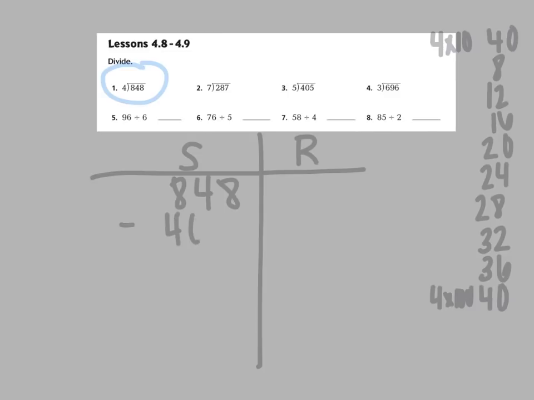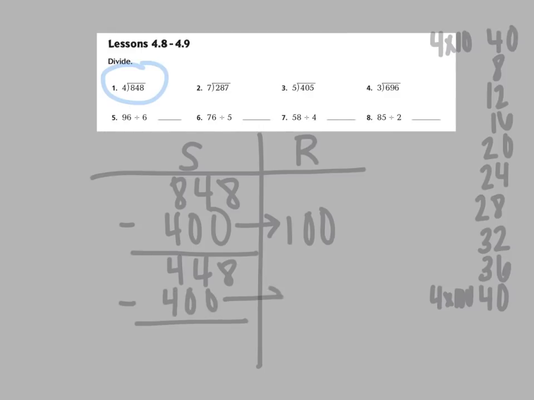Let's go ahead right now and subtract a 400 from 848. Draw your arrow. 4 times what gave us 400? 4 times 100 gave us 400. Go ahead and subtract. 8 minus 4 is 4. All right, let's look at 448. Can we do another 400? Yes, because it is still bigger than 400. Go ahead and draw your arrow. Every single time, boys and girls, that we subtract, your teachers should see an arrow.